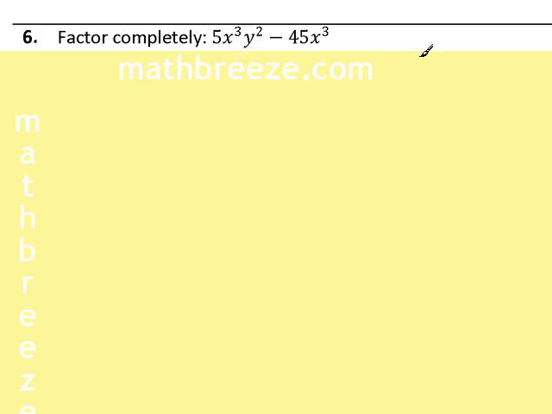Number 6 also, factor completely. Okay, I do see a common factor of 5. We can pull out a 5. Let's see, x cubed, we can pull out x cubed. So let's do that. Here from the first term we pulled out 5. We pulled out x cubed. We're left with y squared. We pulled out x cubed. We pull out 5, factor 5 from 45, and we're left with 9.